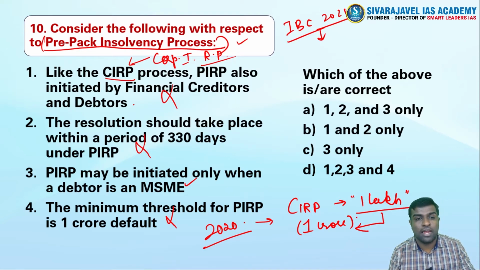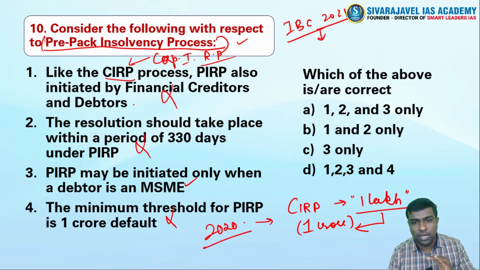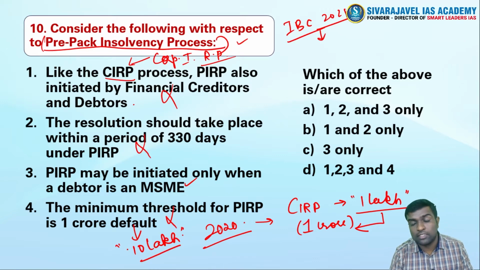So obviously anticipating that there is going to be severe stress in a lot of the sectors, and 1 lakh will be very meager, and many of the companies will be brought under IBC. So that should not happen. That's why the threshold was increased during the 2020 amendment. So this is incorrect because 1 crore is the normal limit. For Prepack insolvency, we have changed it to 10 lakhs. For Prepack it is 10 lakhs.